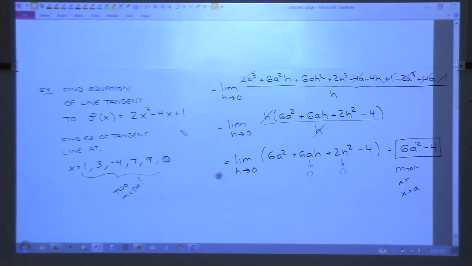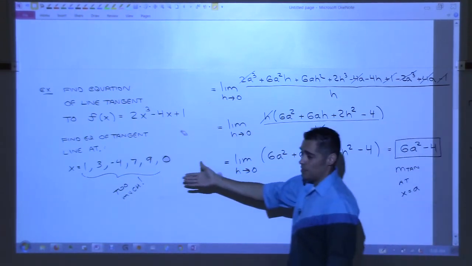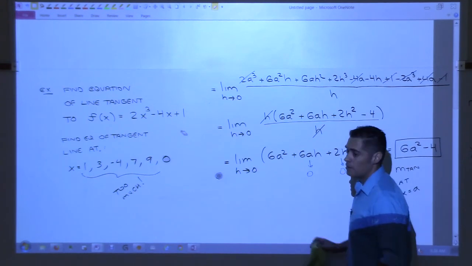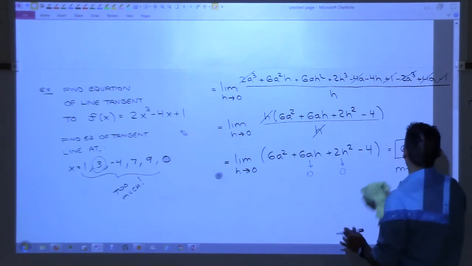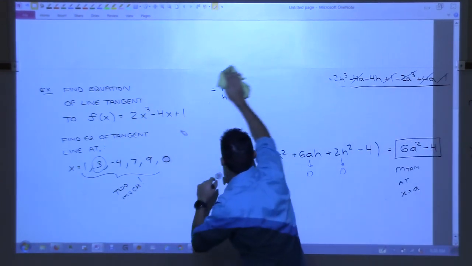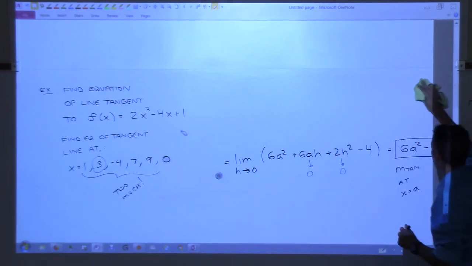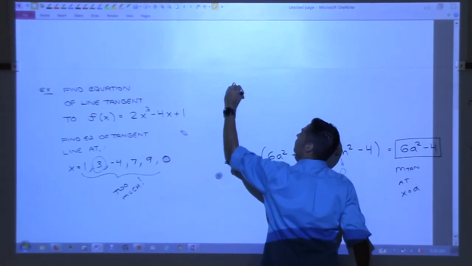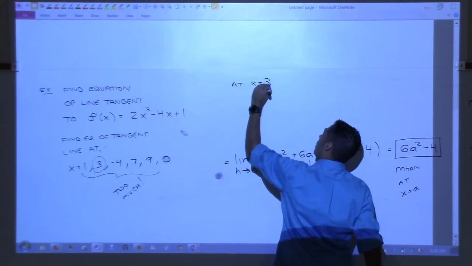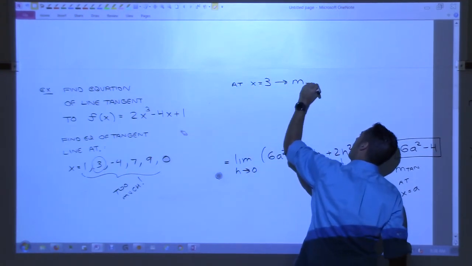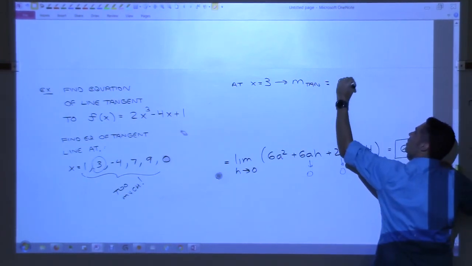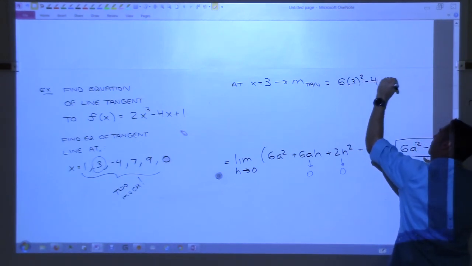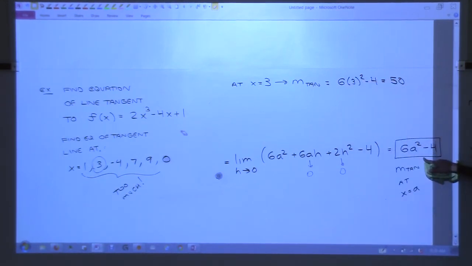Okay. So I'm not going to get the answers to all 6 of these. All right? Let's just do one of them. And let's do the 3. Okay? If I were going to do that, what would I need to do now in order to get the equation of the tangent line? Because all I have is its slope. So at x equals 3, what is the slope of the tangent line? Let's get that first. And that you use this formula, right? So 6 times 3 squared minus 4, that's 50. So that's the slope of my tangent line, right? But I also need the point on the graph, don't I?